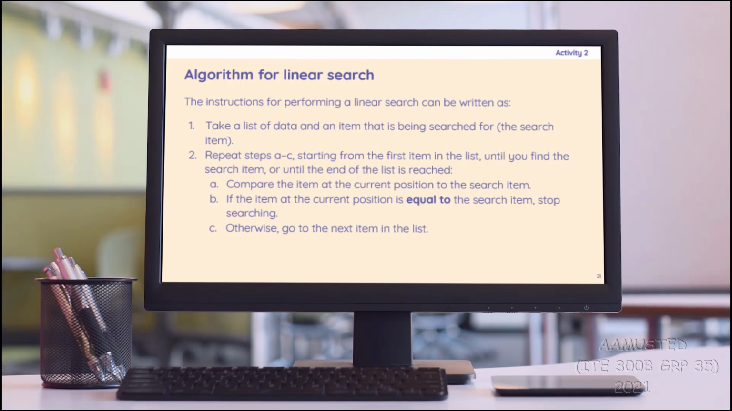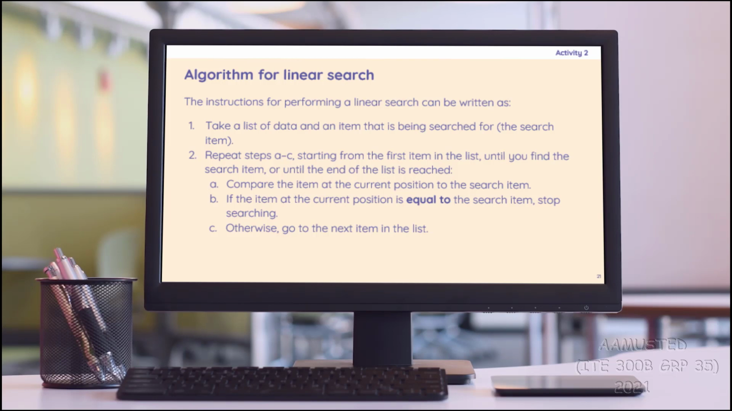We continue searching until we get to the end of the list. If we find the item, we locate its position. If we do not find the item, we terminate the algorithm. That is how the linear search is implemented in an algorithm.